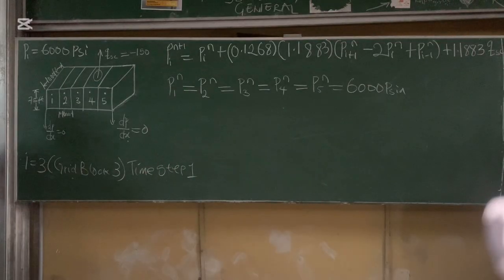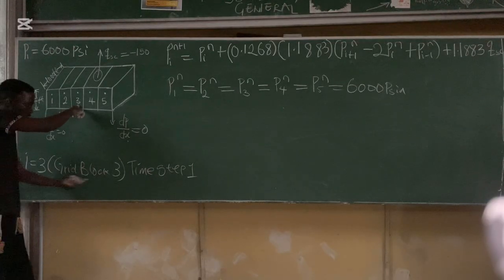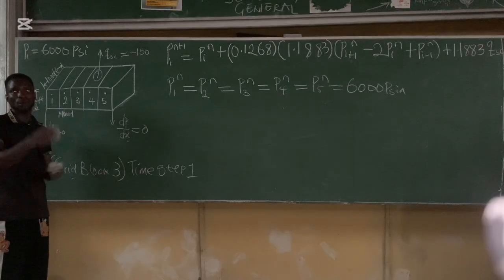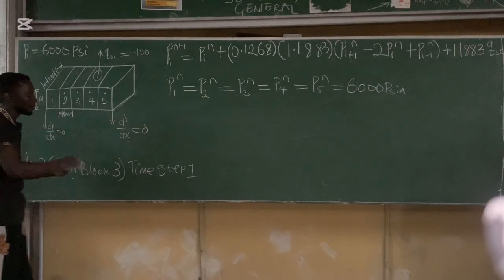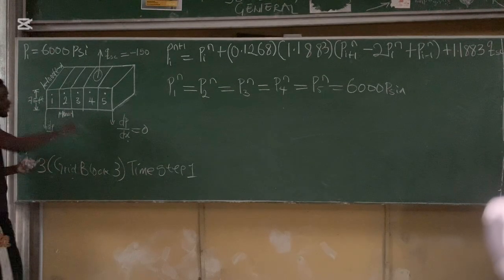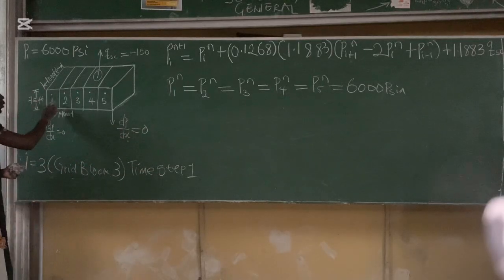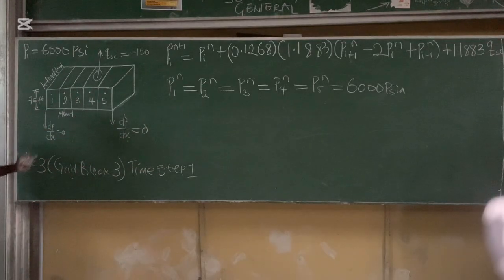The next step is to calculate for when i is equal to 3. If i is equal to 3, it is grid block 3. Then we are still at time step 1. We will be at time step 1 until we finish 1, 2, 3, 4, 5. So since we are still at grid block 3, we are still at time step 1. So if i is equal to 3, we are going to have what?